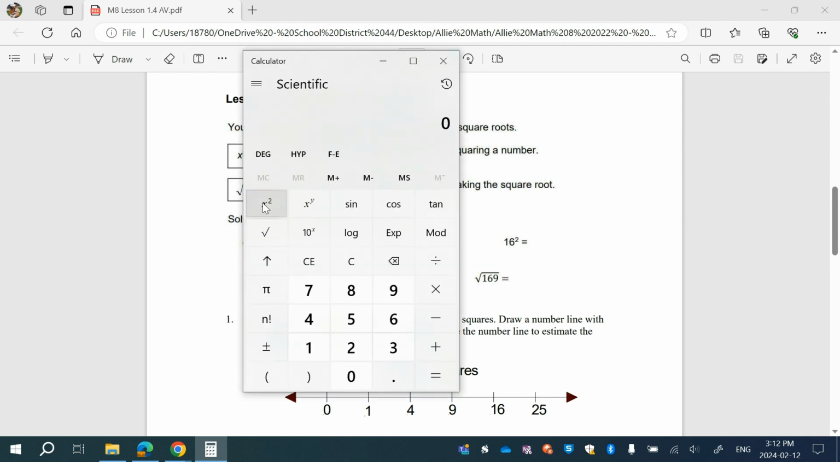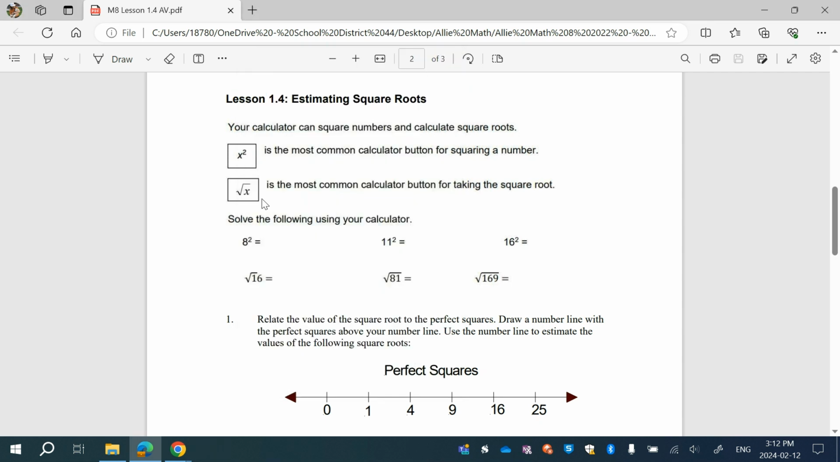I have an x squared button right here, so I can go 5 and press the x squared button. And similarly, my square root button is this one right here. Hopefully you can see that. So if I press that, I should go back to 5. There you go. So take a look at your calculator. I think I've talked to most of you, but good to know those two buttons for sure. That one and that one.